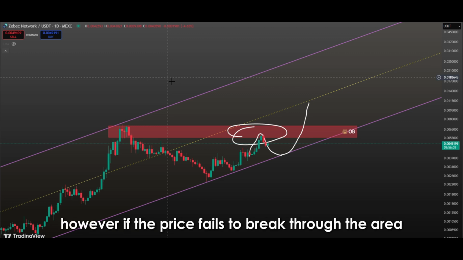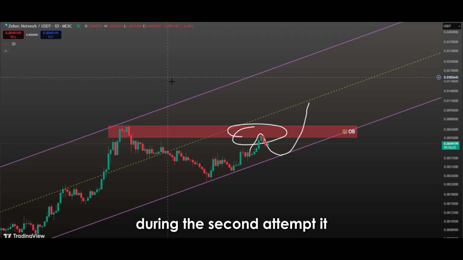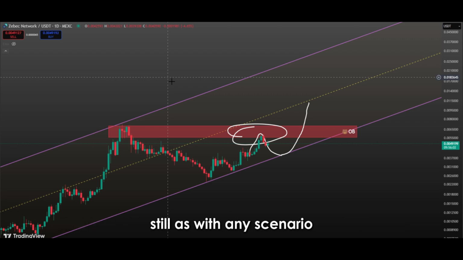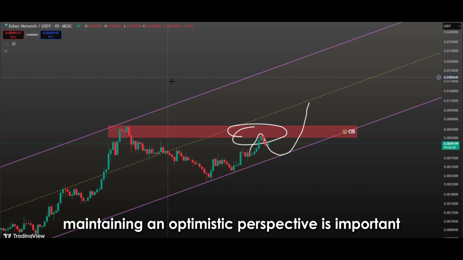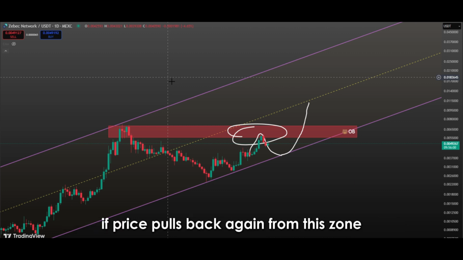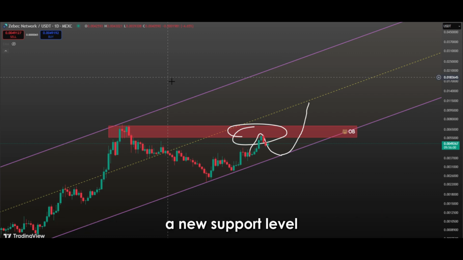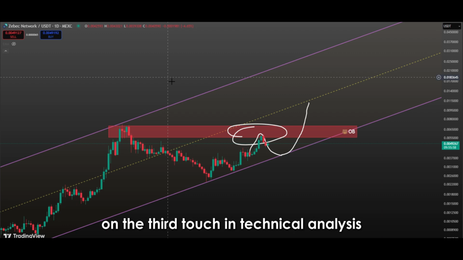However, if the price fails to break through the area during the second attempt, it must also be acknowledged that the selling pressure at that level remains strong. Still, as with any scenario, maintaining an optimistic perspective is important. If the price pulls back again from this zone, it can be seen as laying the groundwork for forming a new support level. The price could then regain strength and break through the area on the third touch.